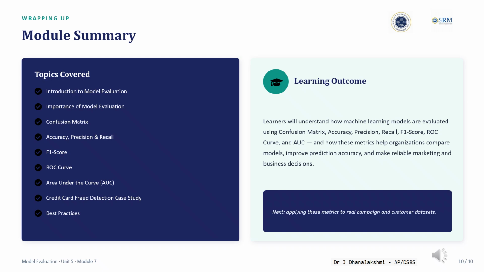Congratulations on completing Module 7 of Unit 5. In this lecture, we explored the importance of model evaluation in machine learning and marketing analytics. We studied the confusion matrix, accuracy, precision, recall, F1 score, ROC curve, and area under the curve, and learned how these help evaluate classification models. We also examined a real-world case study on credit card fraud detection and discussed best practices for improving model performance. In the next module, we will explore simple feed-forward networks and deep neural networks, understanding their architecture, learning process, and applications in modern marketing analytics.